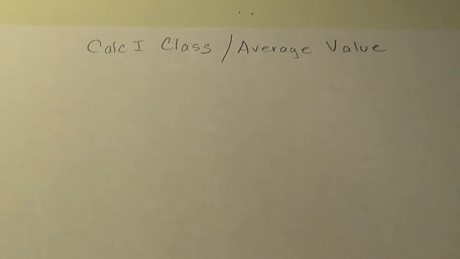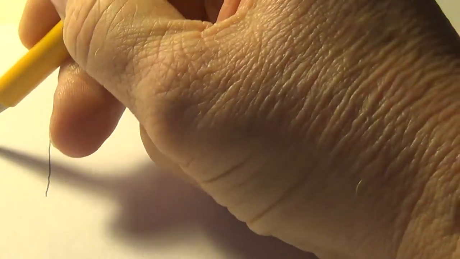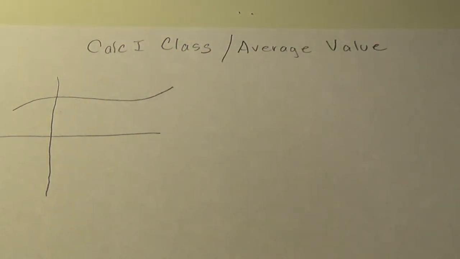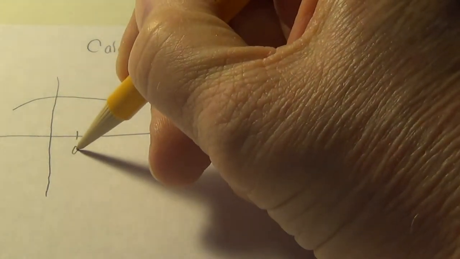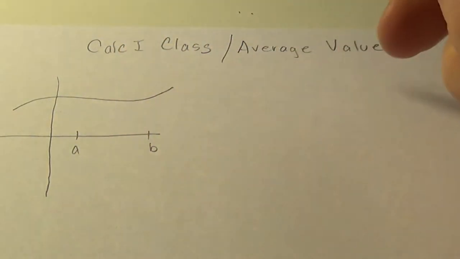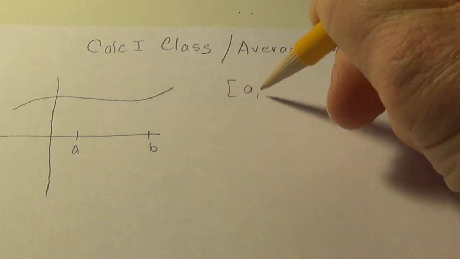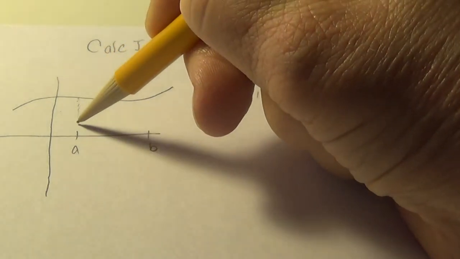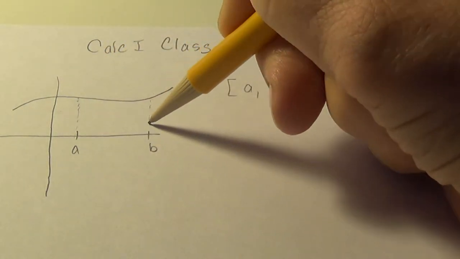So title your note area Average Value. We're going to look at an average value over a certain interval. So let's draw ourselves a curve. Okay, so we have a continuous curve and we're interested in the average value on a certain interval. So we're going to look for the average value on a closed interval AB. So we're only interested in the curve from here to here.